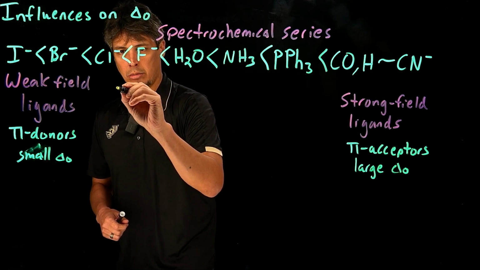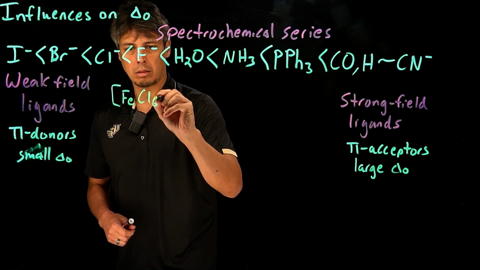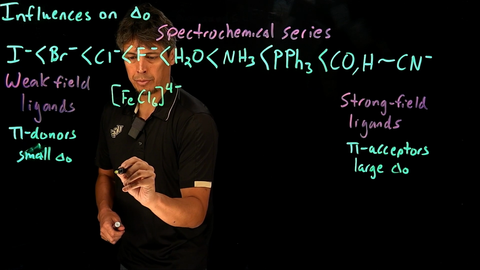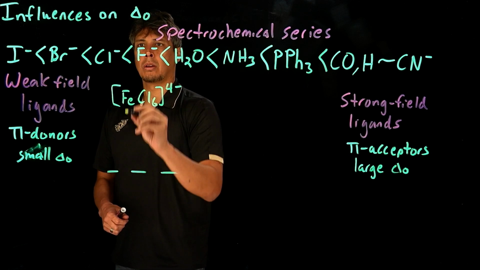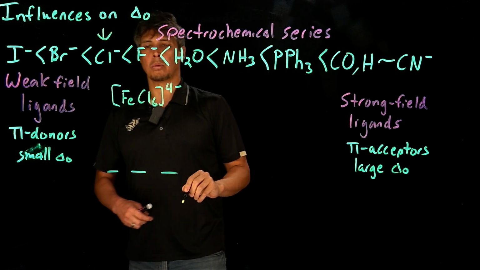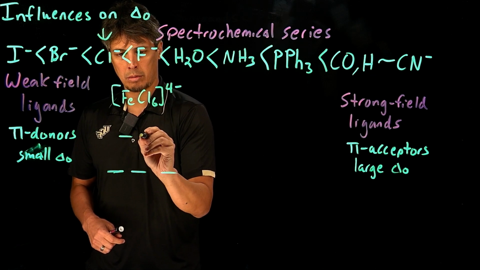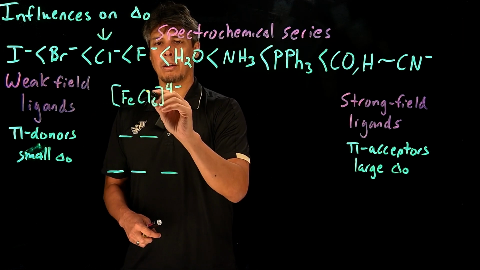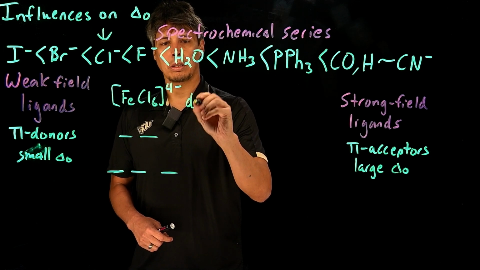Okay, as an example, we can take the case of hexachloro iron 2, FeCl6 4 minus. Right? Chlorine is a weaker field ligand. And so when we look at our electron configuration for what is an iron 2 complex, right? So in other words, this is going to be d6.